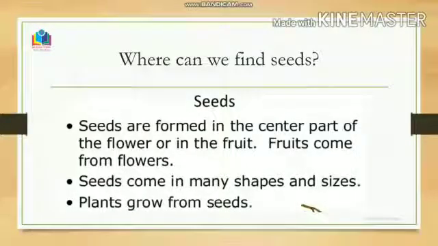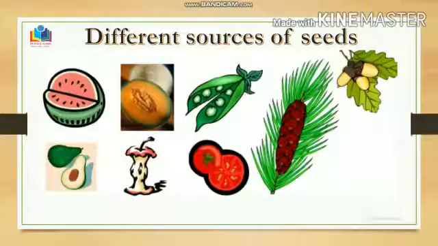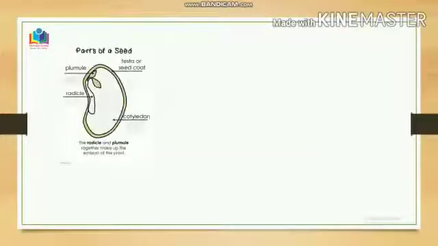So now the obvious question is, where do we find seeds? Seeds are generally formed in the center part of the fruit, and seeds come in many shapes and sizes, thus giving rise to new plants. Here there is a picture showing different sources of seeds, whether the source is a fruit or a vegetable. As we have seen the sources, let's move on and see the structure of a seed.